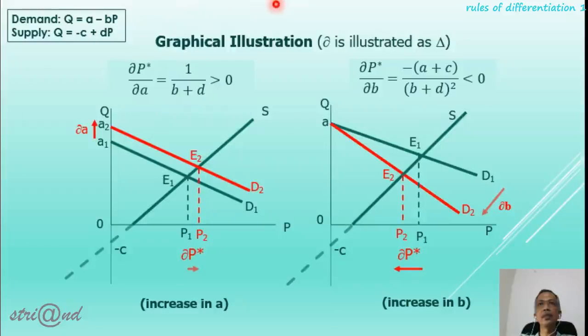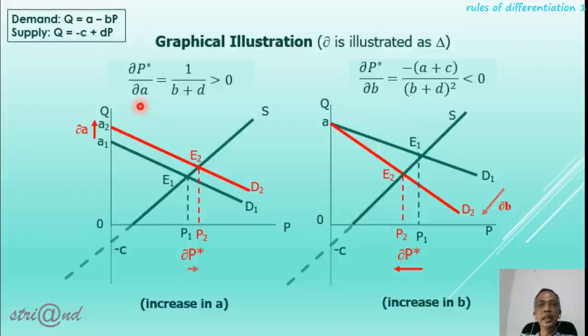Now let's see the graphical illustration of the partial derivatives. This is the partial derivative from the previous slide, the derivative of P star with respect to A. This is the derivative of P star with respect to B. This is the demand, this is the supply function. So this is the supply curve, this is the demand, and this is the initial equilibrium. And then let's see the partial derivative with respect to A.